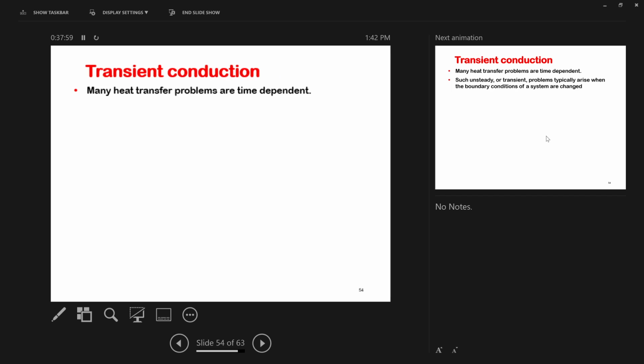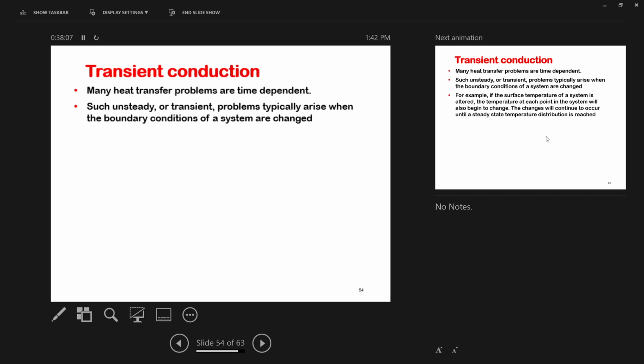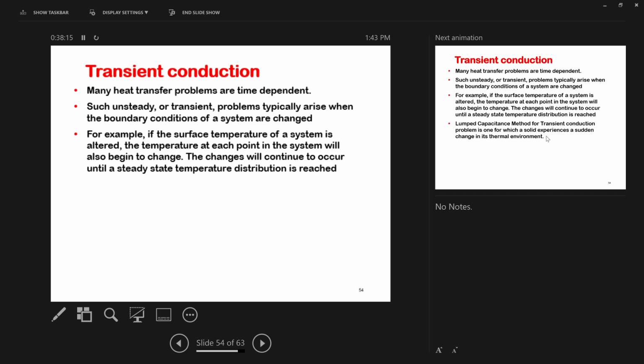The transient conduction. Many heat transfer problems are time dependent, which essentially means that the temperature changes over time at your boundary or wherever. The experiment we're going to do on Tuesday is an example of transient conduction. We are going to have a sudden change in the surrounding temperatures of a block. I will explain it a little more later on. And that sudden change will cause the temperature to change over time.